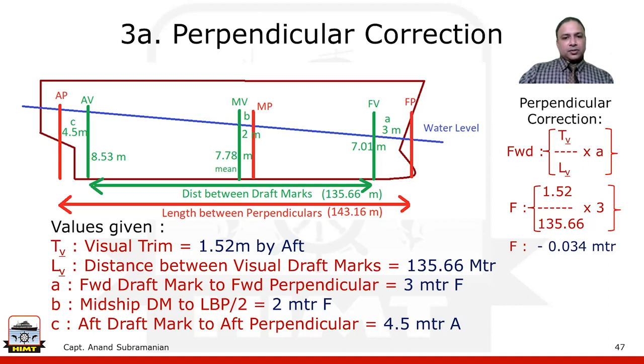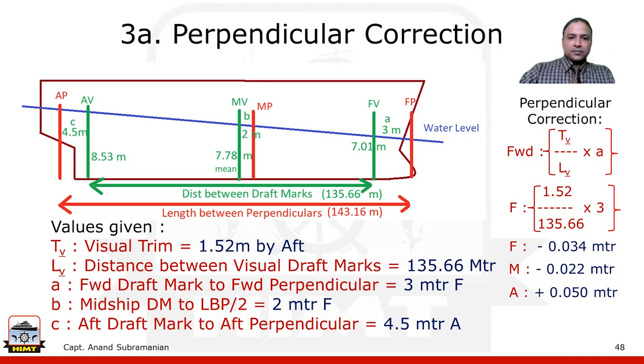Similarly, we will be doing it for midship also and for the aft also. So the midship is minus 0.022. Why minus? Because it is the same logic as the minus sign for the forward correction. Here the midship draft mark is forward, the midship perpendicular is forward, and the trim is stern. So they are on opposite sides, that is why negative. Whereas in the aft, the perpendicular is aft and the trim is also aft. That is why positive. So we have these answers: minus 0.034, minus 0.022, and plus 0.050.